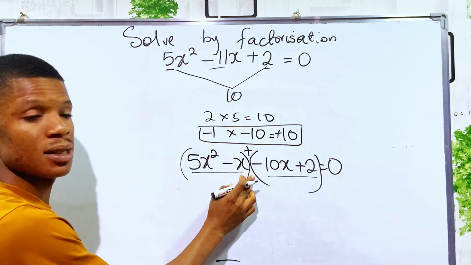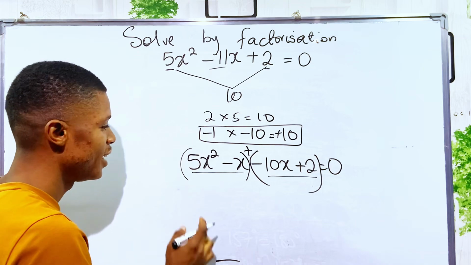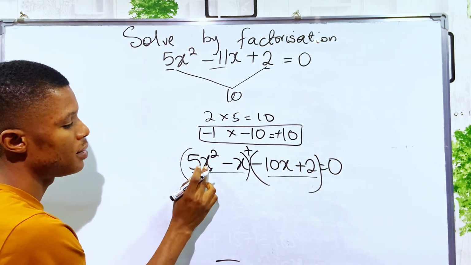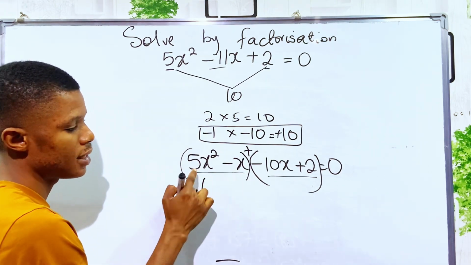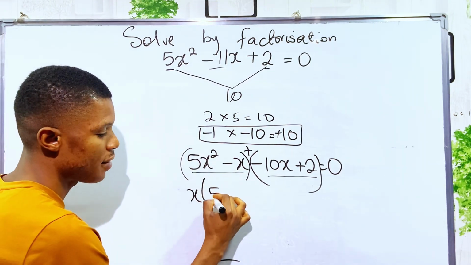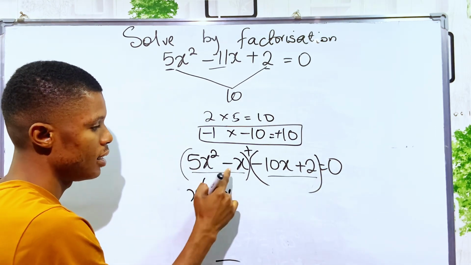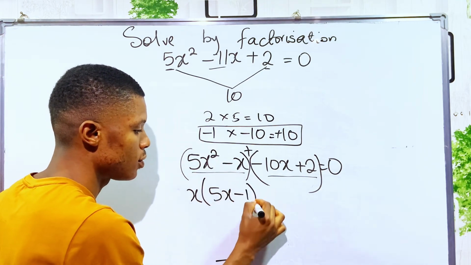Please, there is a plus separating them now, because if I leave it like this, it becomes multiplication. So here we have to factor out a common term, and the common term here is x. If I factor x, what will you multiply to x to get this? You are left with 5x. x times 5x is 5x squared. When you factor x from minus x, you are left with minus 1.